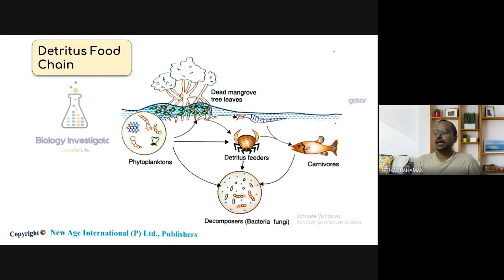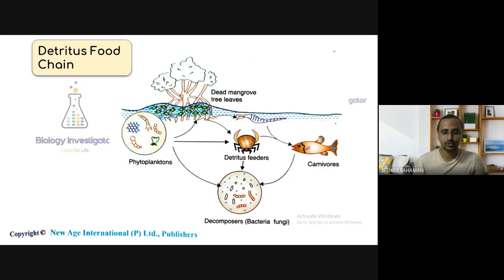Okay, so another type of food chain is detritus food chain. So detritus food chain, I have already told you, there are some components which are known as detritivores, right? So just like herbivore, just like carnivore, just like omnivore, there are some detritivores. And detritivores, they feed on dead tissue, right? They feed on dead tissue.